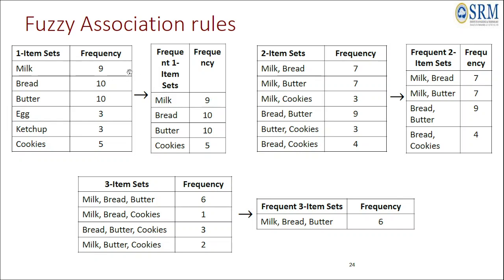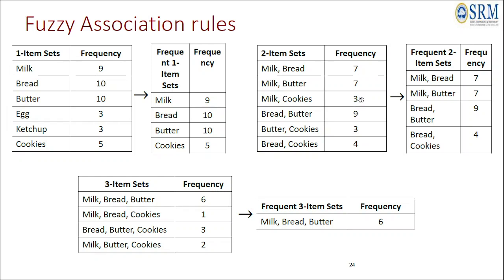So 9 by 12 is 75%, then 10 by 12, then 5 by 12, right? Similarly, for the two item sets, based on these four frequent one item sets, we are taking the items in the two item sets: milk, bread; milk, butter; milk, cookies; bread, butter; bread, cookies. So these items are there in the two item sets. And again, we do the same procedure. We calculate the frequencies and we select the most frequently occurring two item sets.